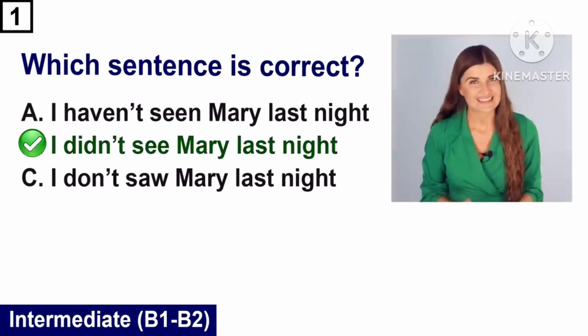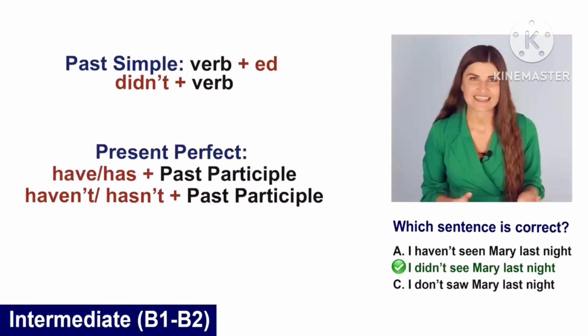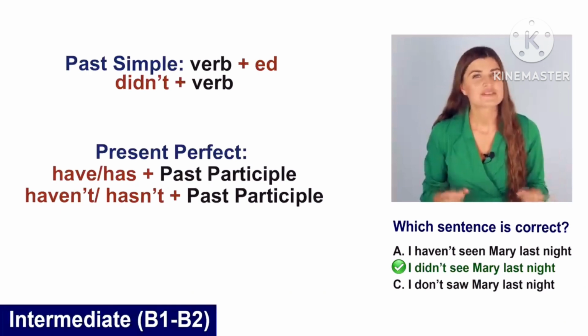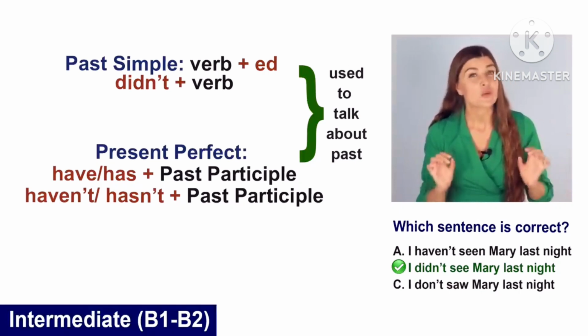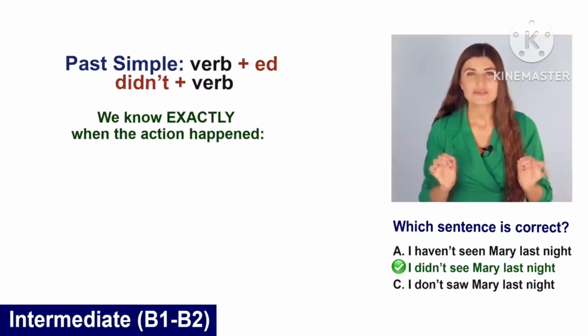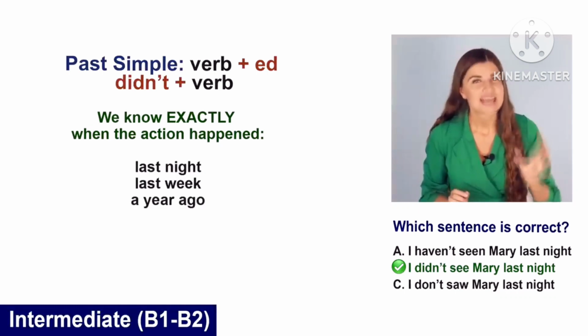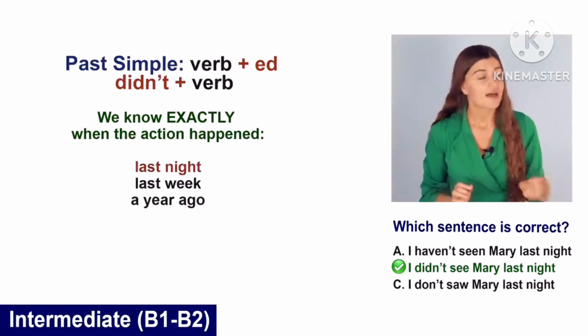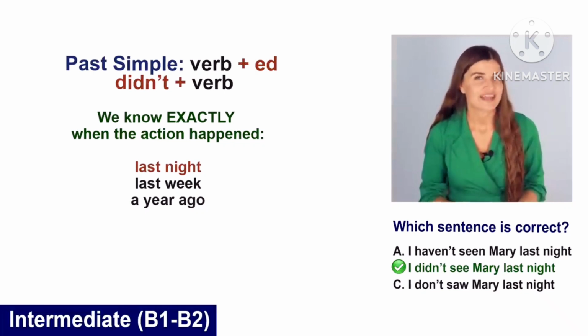There are two tenses that students often confuse, the past simple tense and the present perfect tense. They both are used to talk about something that happened in the past. However, if we know exactly when something happened, we use past simple. So, in this case, we know exactly when this happened, right? Last night. So the correct answer is I didn't see Mary last night.